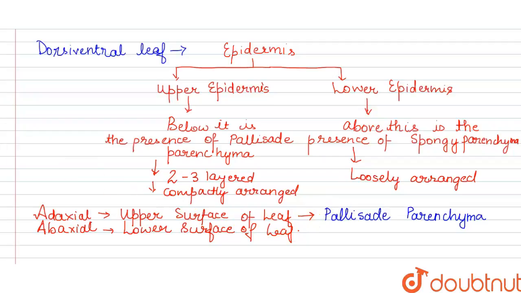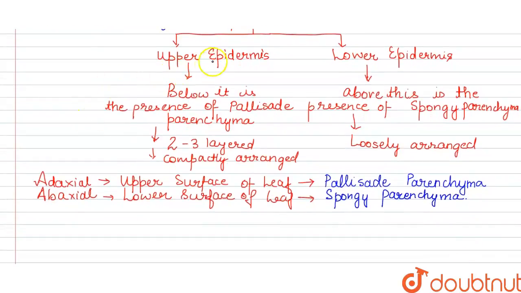And when we talk about the abaxial surface, the lower epidermis contains the spongy parenchyma, and the spongy parenchyma is present on the abaxial surface. So the correct answer, when we talk about the palisade parenchyma and the spongy parenchyma, is adaxial and abaxial.